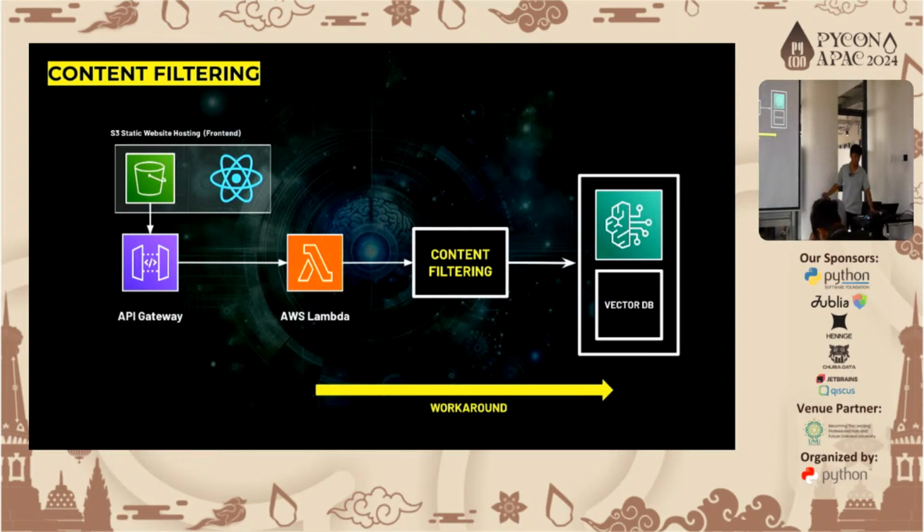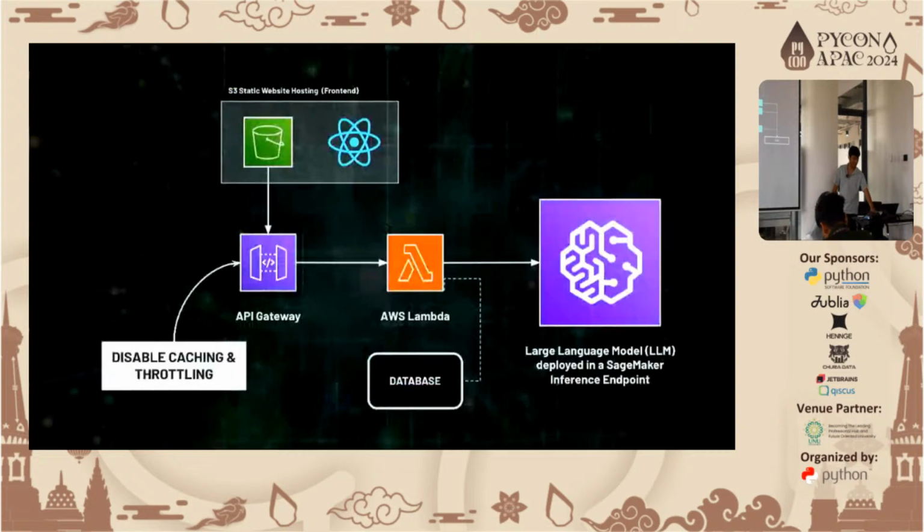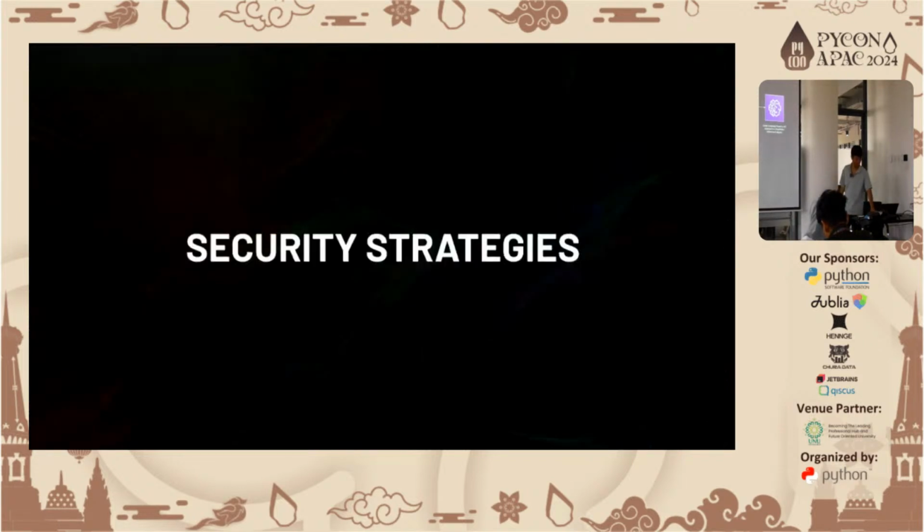So how do you solve this challenge? You basically implement multiple modules in your vulnerability scanner. Okay, so you don't rely on a single scenario. You have multiple scenarios in order for you to detect these types of attacks. And here, in order for you to try all of this out, you need to disable caching and throttling. So you can do a lot of attacks in a single session.